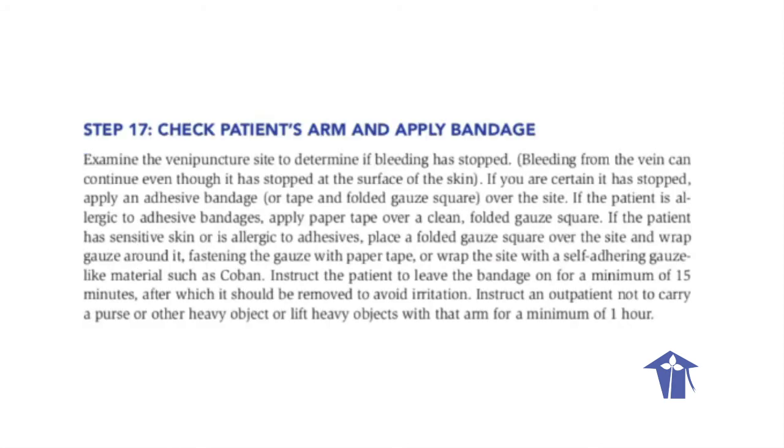Step 17. Check patient's arm and apply bandage. Examine the venipuncture site to determine if the bleeding has stopped. Bleeding from the vein can continue even though it has stopped at the surface of the skin. If you are certain it has stopped, apply an adhesive bandage or tape and folded gauze square over the site. If the patient is allergic to adhesive bandages, apply paper tape over a clean folded gauze square.